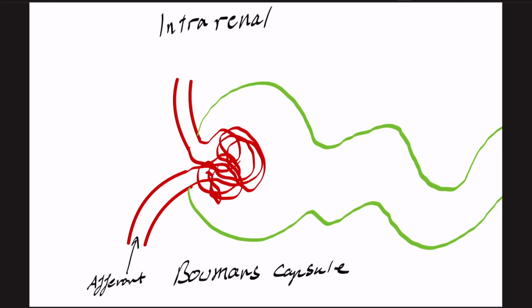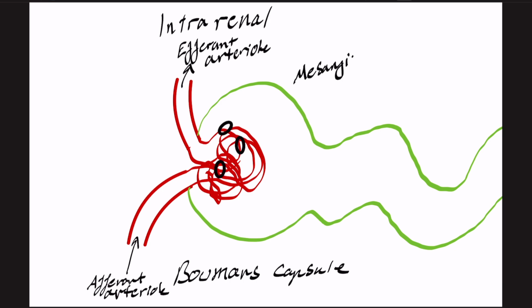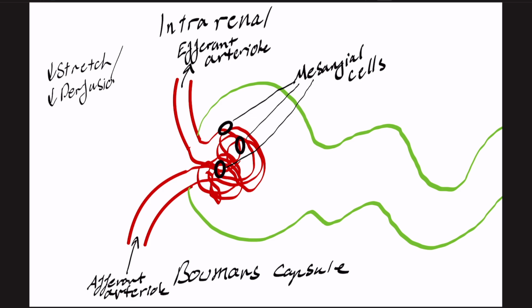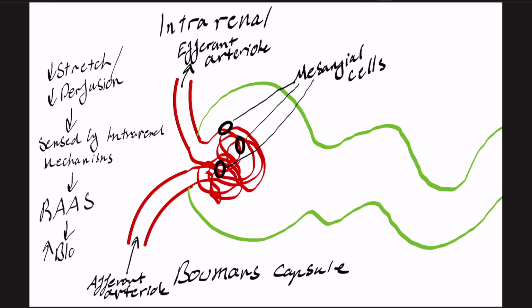Intrarenal, I'll just briefly touch on. Essentially, the afferent and efferent arterioles, mesangial cells and macula densa have stretch receptors as well. When there's decreased renal perfusion or decreased stretch, there'll be release or activation of the renin-angiotensin-aldosterone system, which is also going to increase your blood volume, but this will happen over days.